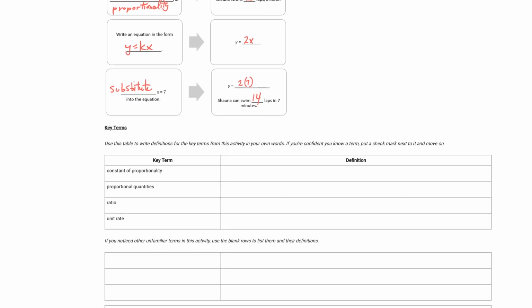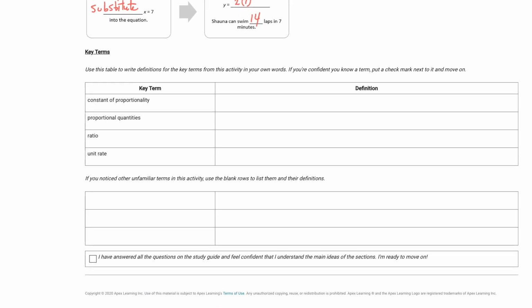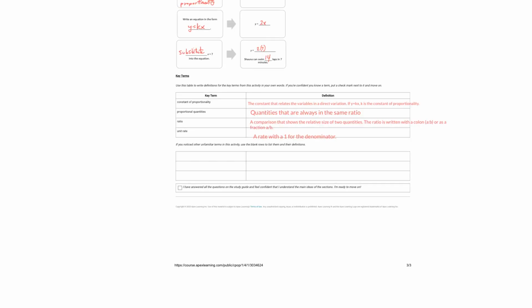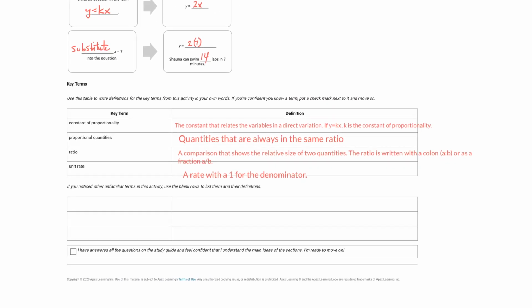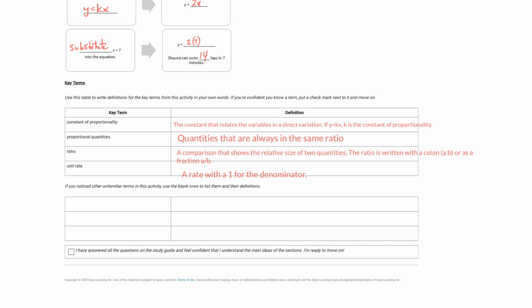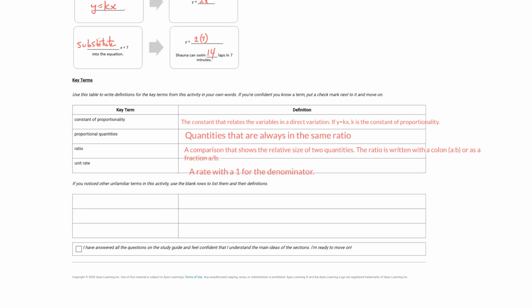Okay, we have some key terms here I'm going to define for you. I went ahead and typed this stuff out. So constant of proportionality, that's a really big deal. It's the constant that relates two variables in direct variation. So if y equals kx, k is the constant of proportionality. Also, the constant of proportionality is the unit rate. Proportional quantities are always in the same ratio. They make a proportion.